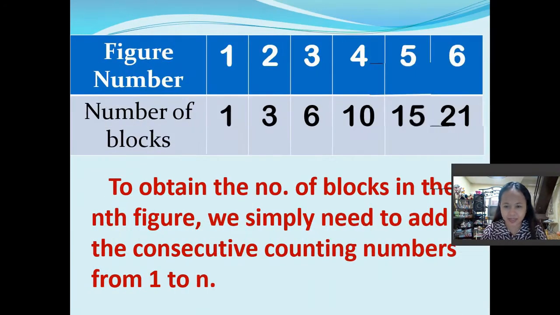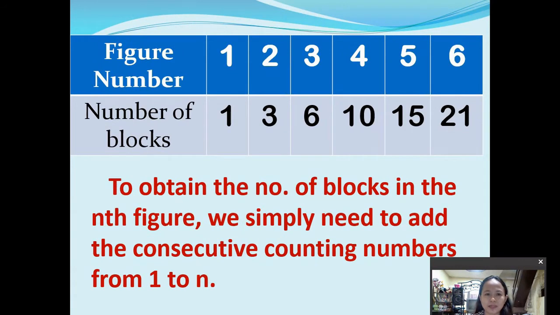You got it? Okay, again, we will go over to our table. Figure number 1 up to 6 and the number of blocks for each figure. So it's 1, 3, 6, 10, 15, and 21. As what we have shown on the previous slide, to obtain the number of blocks in the nth figure, we simply need to add the consecutive counting numbers from 1 to n.